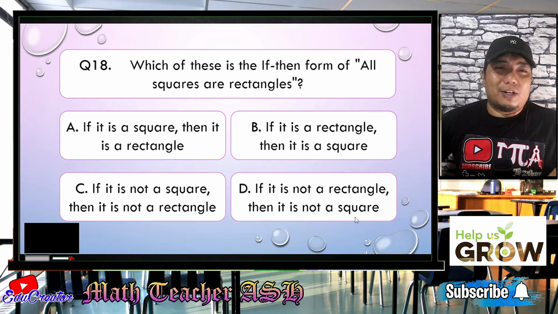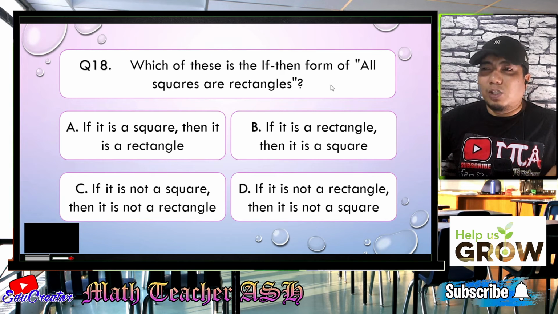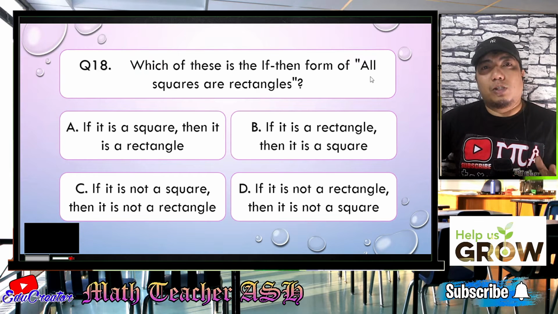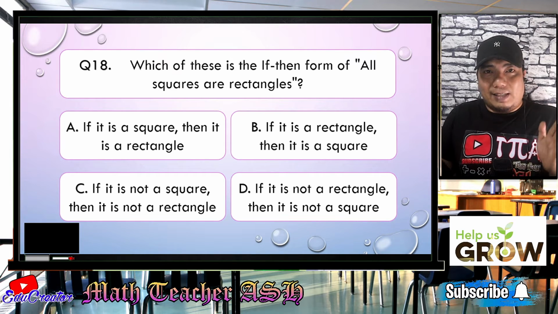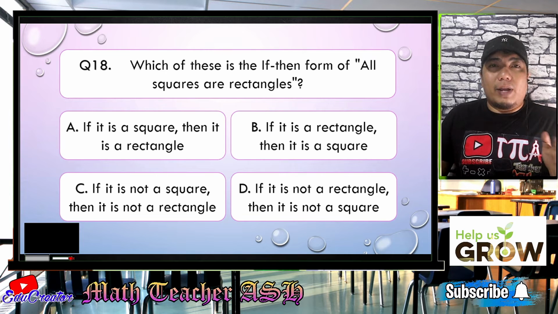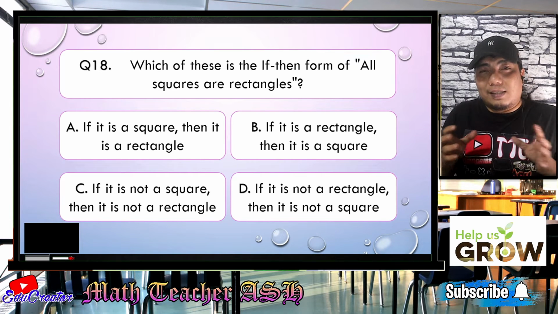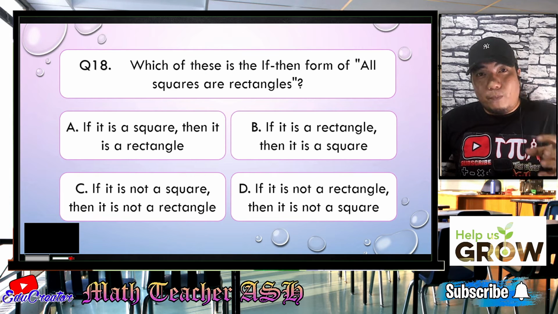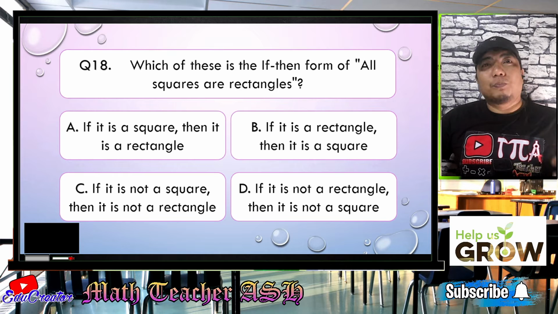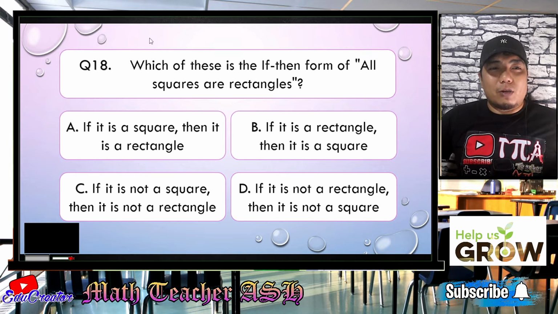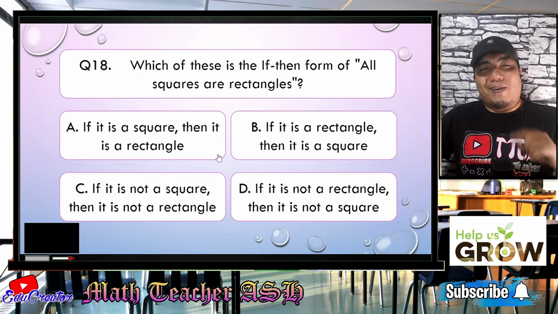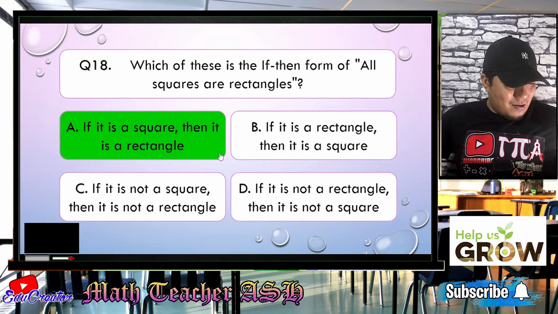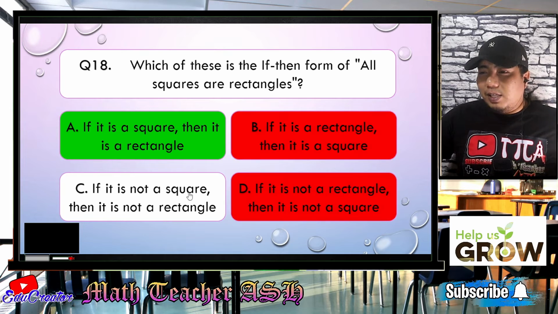All right, my dear math learners. The statement given here is "all squares are rectangles." The first part, all squares, will be our if statement. And rectangles is basically the concluding statement, so that would be our conclusion. Therefore, if we want to transform this statement into if-then form, we could say, if it is a square, then it is a rectangle. So that is letter A. Easy, right? Very easy, my dear math learners.